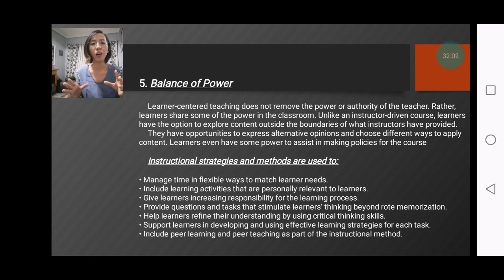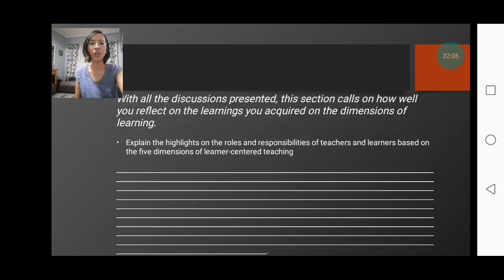For your reflections, you may consider this one. So with all the discussions presented, this section calls on how well you reflect on the learnings you acquired on the dimensions of learning. You can do this in your highlights, in your insights, or even in the 3 points that you have learned. All right, so there you go. You read it for yourself, and that's it for our 3rd lesson, our 3rd video lecture.